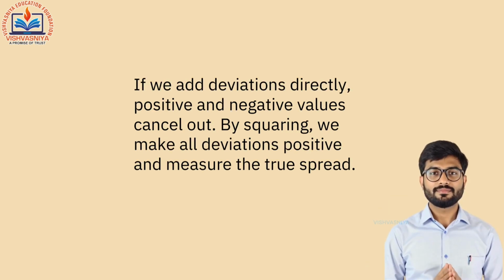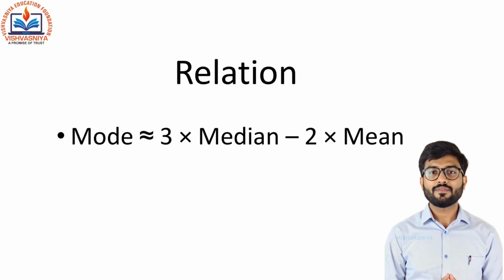Great question. If we add deviations directly, positive and negative values cancel out. By squaring, we make all deviations positive and measure the true spread. Finally, remember this relation: mode is approximately equal to 3 times the median minus 2 times the mean.